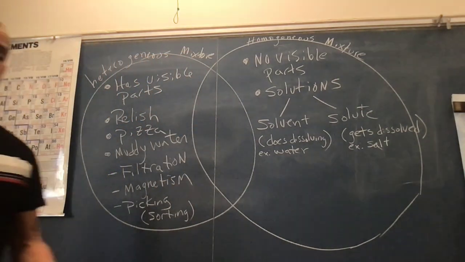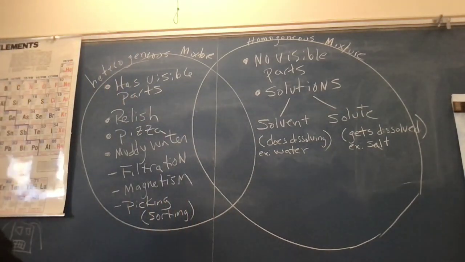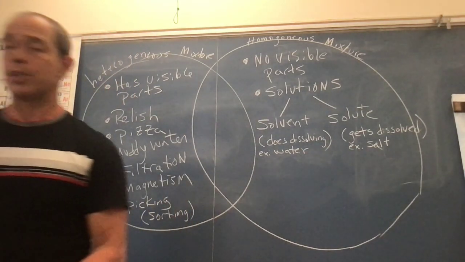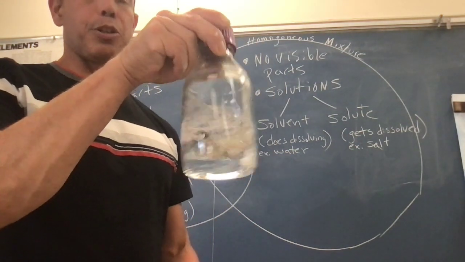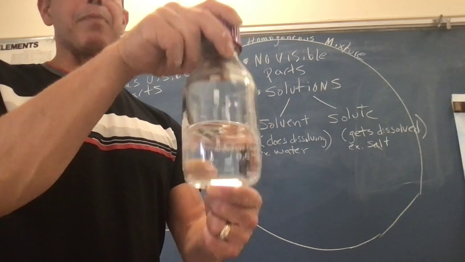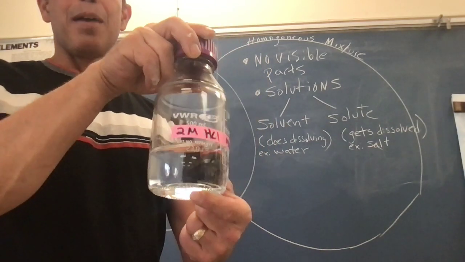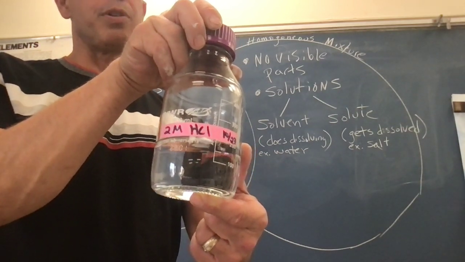So there's also some examples of a homogeneous mixture here. I'm going to show you this one. When you look at this mixture right here, you literally see nothing. You would probably say that's water, and I would tell you to have a drink. No, I wouldn't, because I wouldn't want to kill you. It's hydrochloric acid, 2 molar, so that wouldn't do good in your stomach.